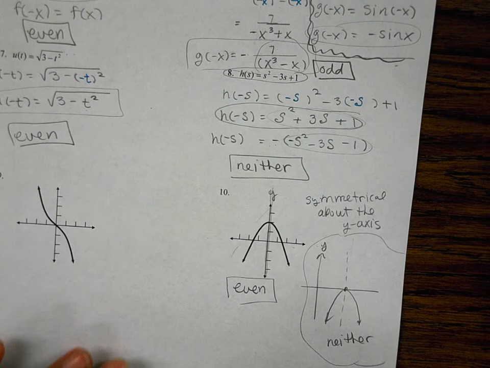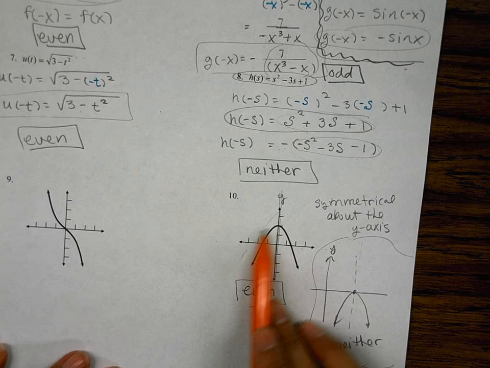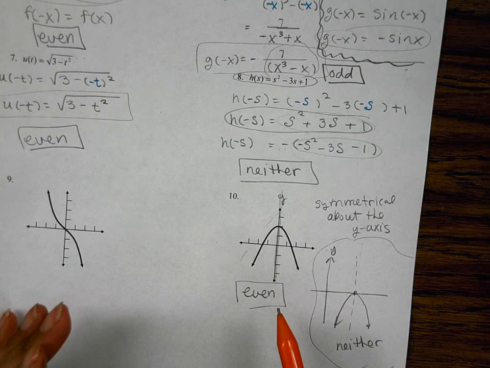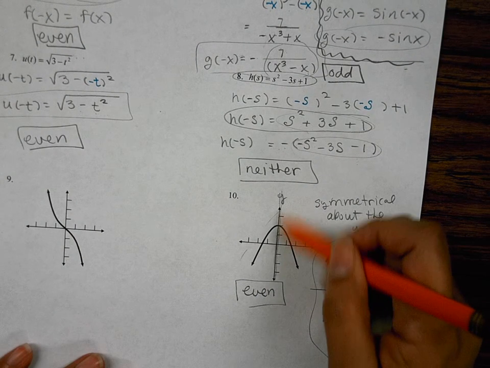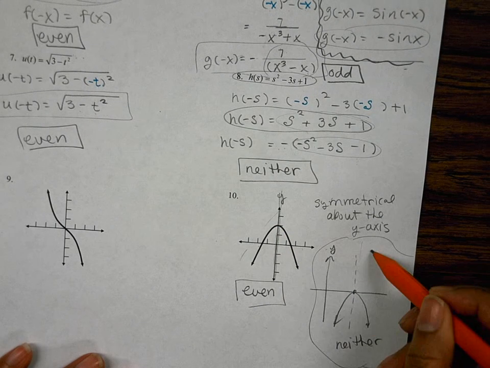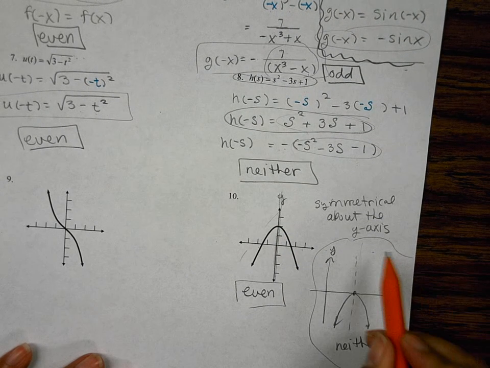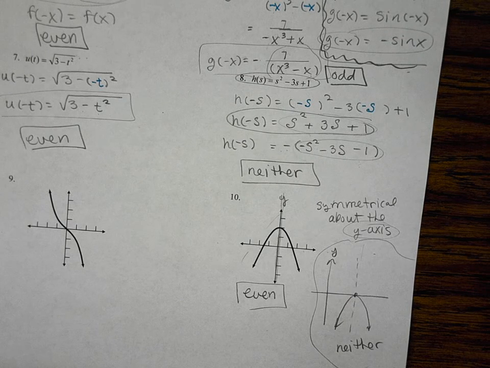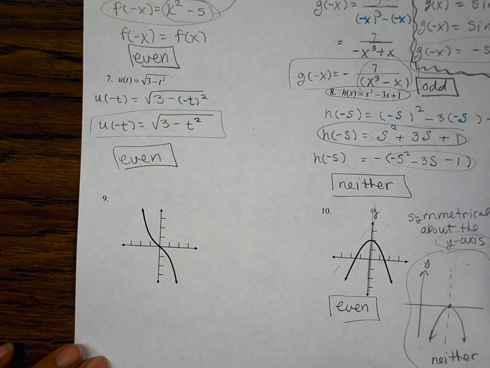All right, so that was just a little side note. In order for it to be even, it has to be like a parabola or a V shape, but it has to have its vertex on the y-axis. If the vertex is anywhere other than the y-axis, it'll still be symmetrical, but not on the y-axis.